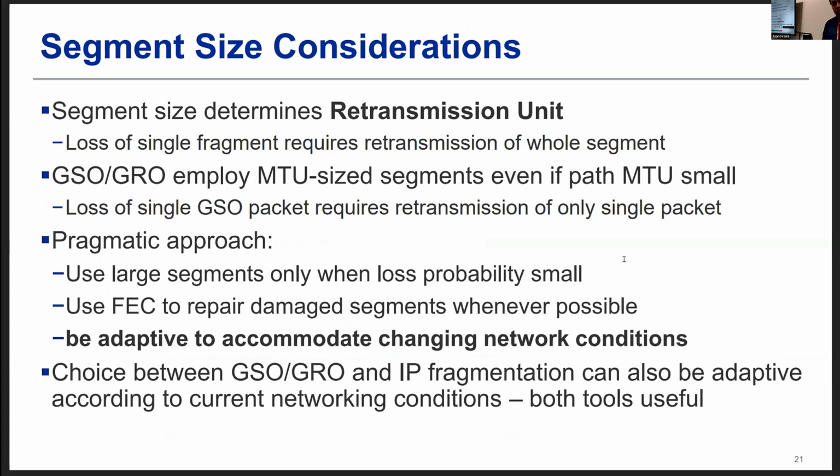So the pragmatic approach would be to use large segments only when the loss probability is small, to use forward error correction to repair damaged segments whenever possible, and to be adaptive to accommodate changing network conditions. The choice between GSO, GRO, and IP fragmentation can also be adaptive according to network conditions. Both tools are going to be useful.